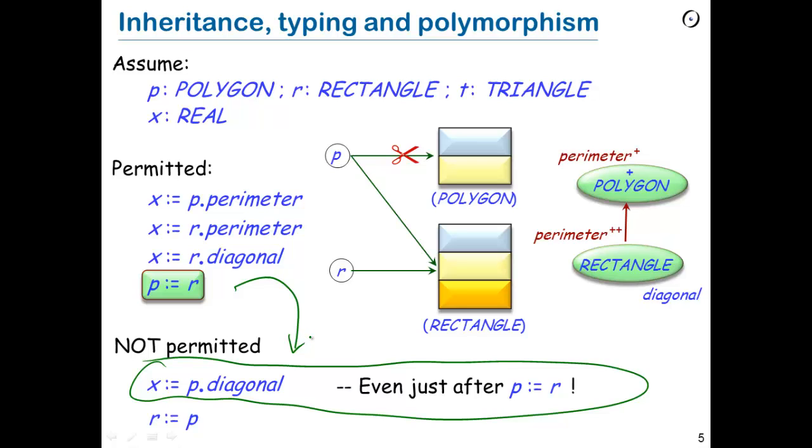statically. Remember, as we saw last time, that the interesting cases of polymorphism are those in which we have conditional polymorphism. Sometimes P is going to be a rectangle and sometimes it's going to be a triangle. And so a polymorphic assignment like this one is only going to happen in some cases, and we cannot be guaranteed that P.diagonal will always be meaningful.